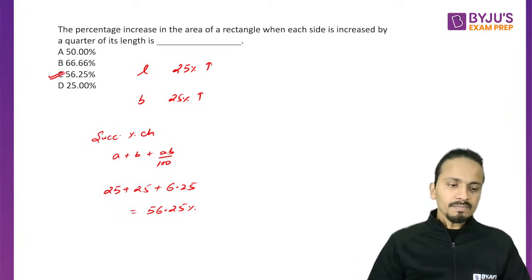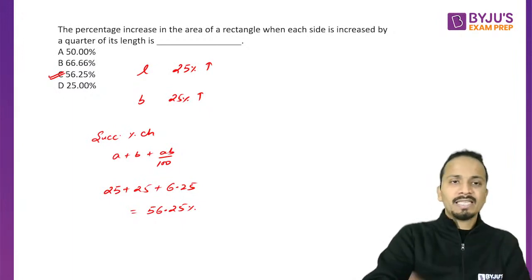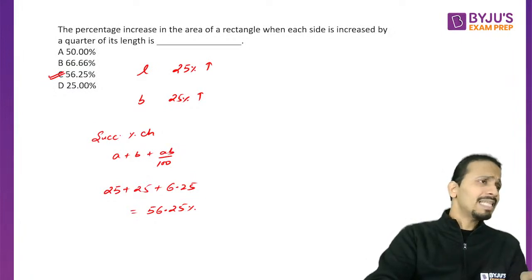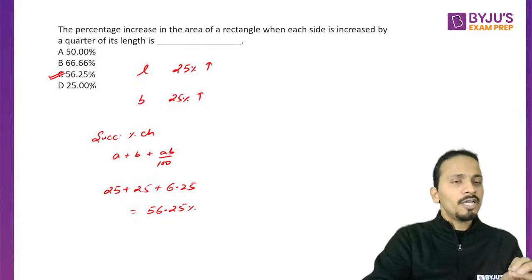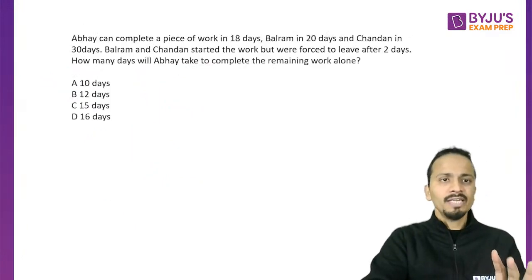All right. So you can see how straightforward the questions were in this examination. A lot of questions in quant, I'll say around 12 to 13 questions in quant, will not take you more than 30 seconds to get an answer.